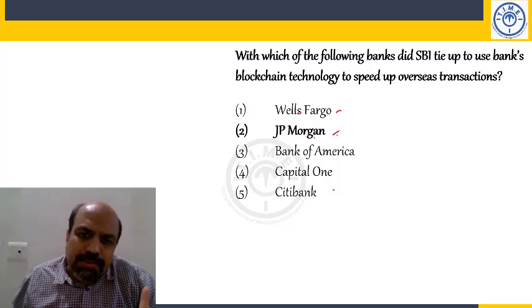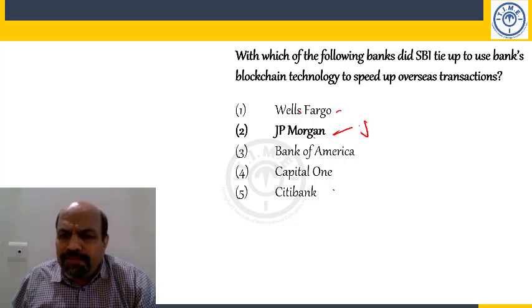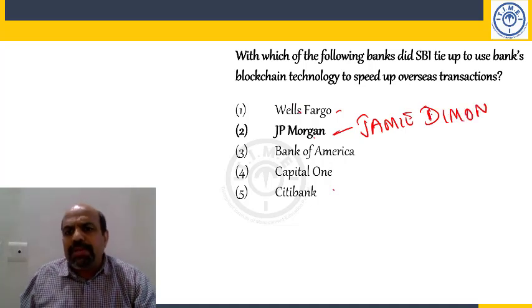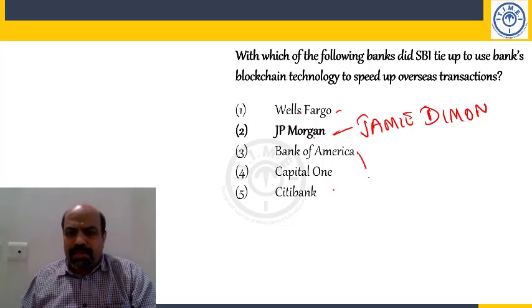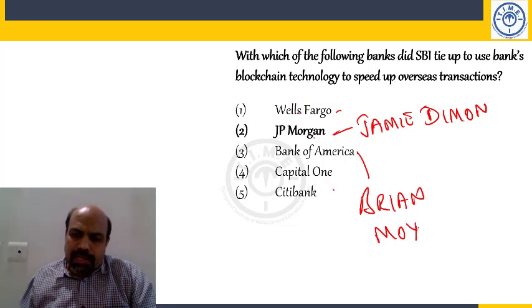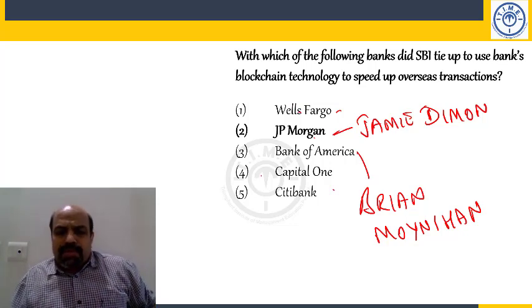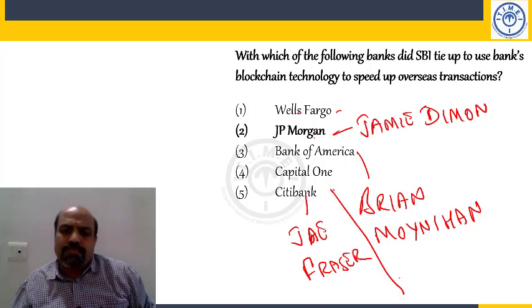Wells Fargo, JP Morgan. I'll just tell you about JP Morgan. JP Morgan, it's headquartered in New York City, and its CEO is a very famous man, Jamie Dimon. He has been there for over a decade now, more than a decade actually. Jamie Dimon. Bank of America, very, very big bank. Its CEO is Brian Moynihan. Citibank, just one last. Jane Fraser. I think we discussed her name a few days back.